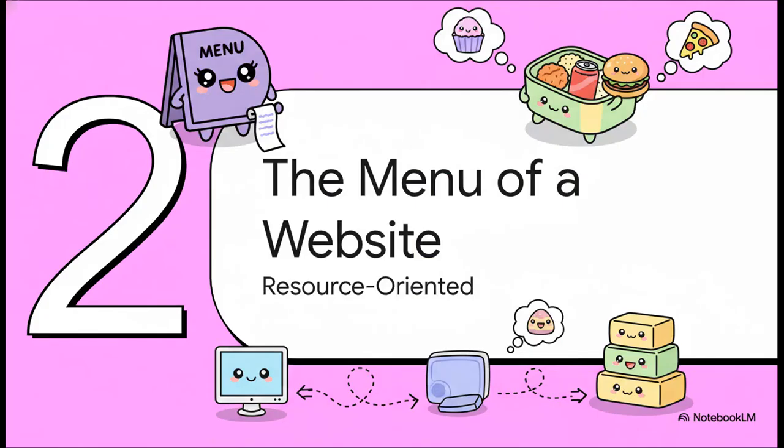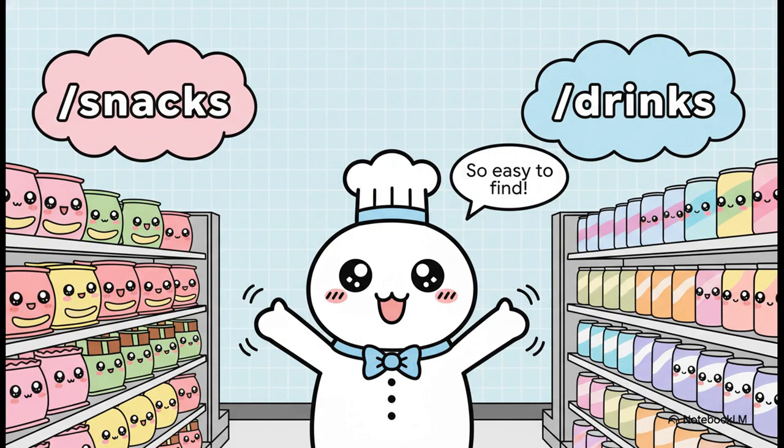Okay, so let's focus on the menu part first. An API acts just like a restaurant menu. It shows you exactly what you're allowed to ask for from the kitchen. No more, no less. And you know what makes a good menu? It's organized. It's just like how a convenience store has a snacks aisle and a drinks aisle. A really well-designed API does the same exact thing. It creates these simple, predictable addresses for every little piece of information, so it's super easy to find.